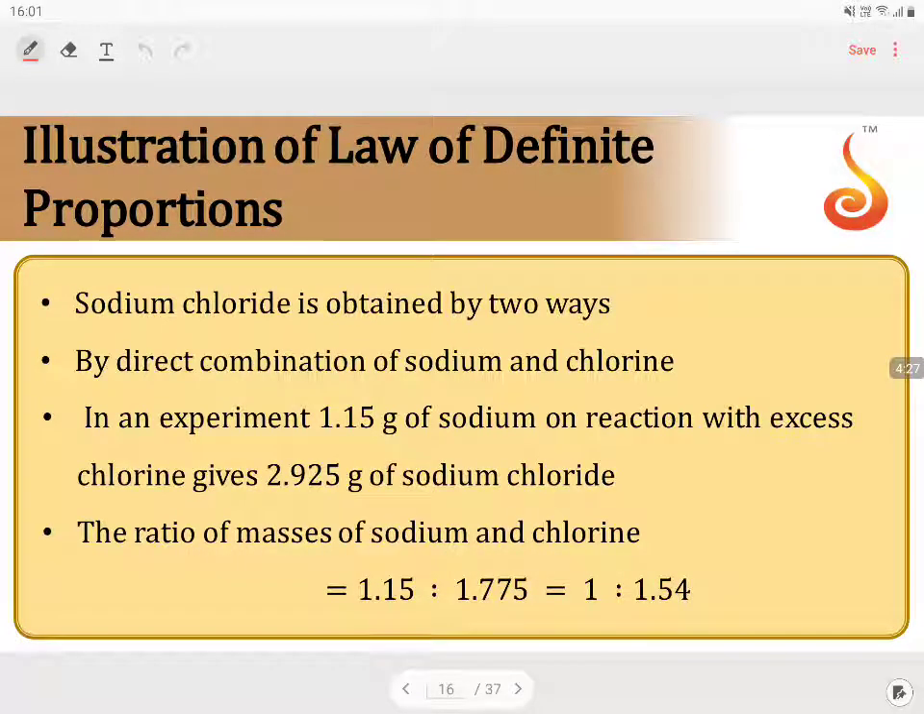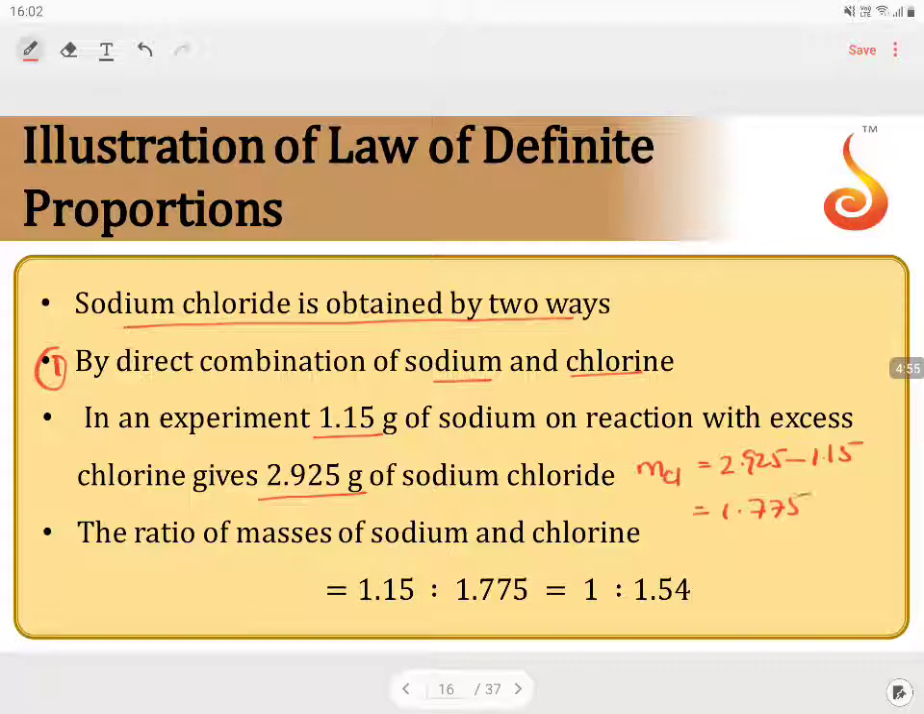Proceeding forward, let me take another example: sodium chloride is obtained in two ways. The first is direct combination of sodium and chlorine. In this experiment, I have taken 1.15 grams of sodium reacting with excess chlorine, giving 2.925 grams of sodium chloride. So the mass of chlorine is 2.925 minus 1.15, which equals 1.775. Now the mass of sodium to the mass of chlorine is 1.15 is to 1.775, which gives 1 is to 1.54.